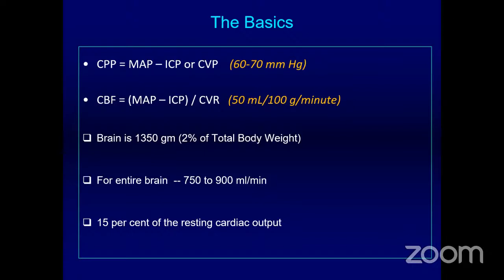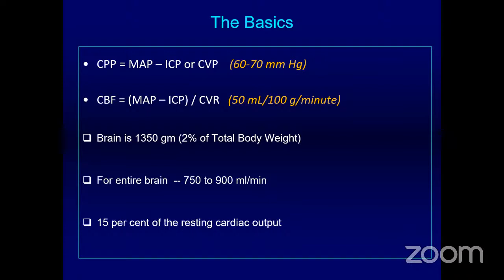And then we talk a lot about the cerebral blood flow. Basically, this is the flow happening in the arteries, in the vessels, in the brain. It is calculated simply by the difference between the mean arterial pressure and the intracranial pressure divided by the cerebral vascular resistance. To make it simpler, the value is around 50 to 60 ml per 100 grams of brain per minute. As we all know, the approximate weight of the brain is around 1.3 kg, and this accounts for only 2% of the total body weight. Whereas the blood that is circulated is around 750 to 900 ml per minute, and it accounts for almost 15 to 20% of the resting cardiac output.